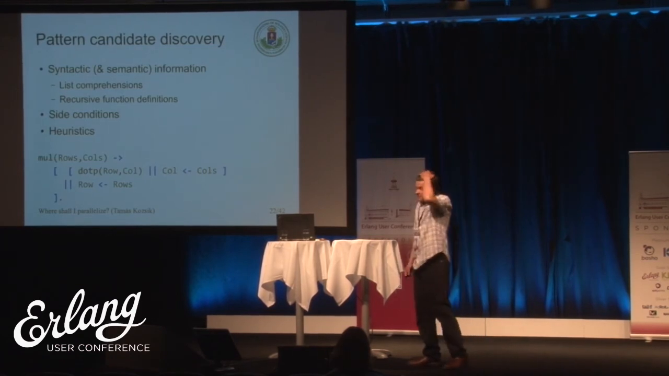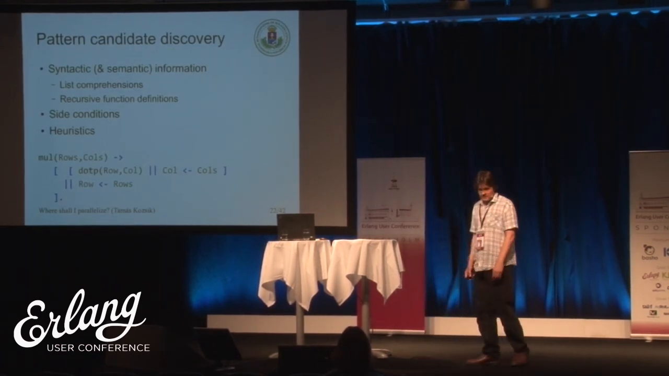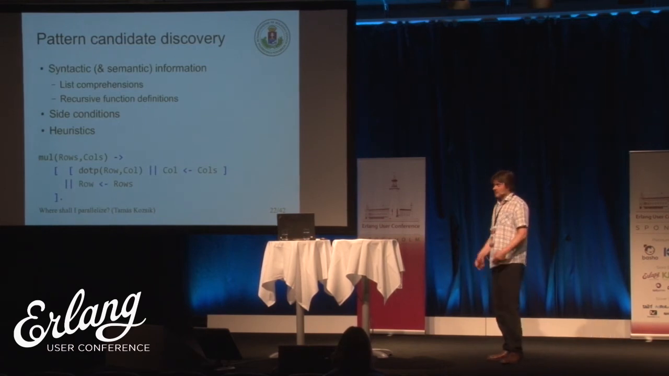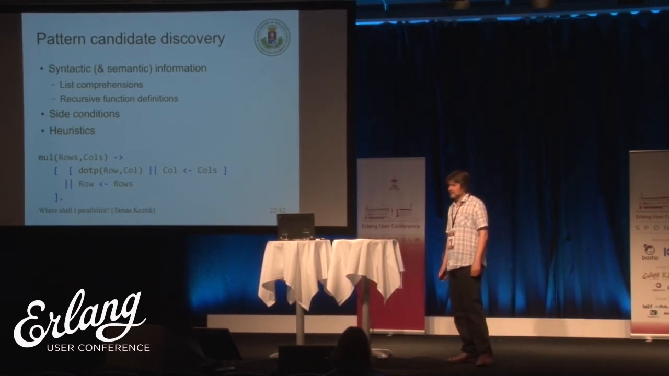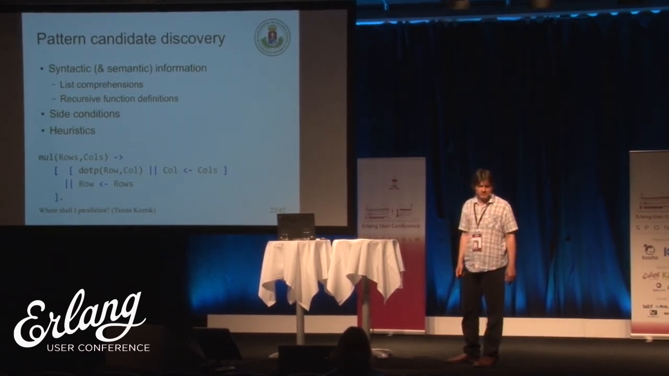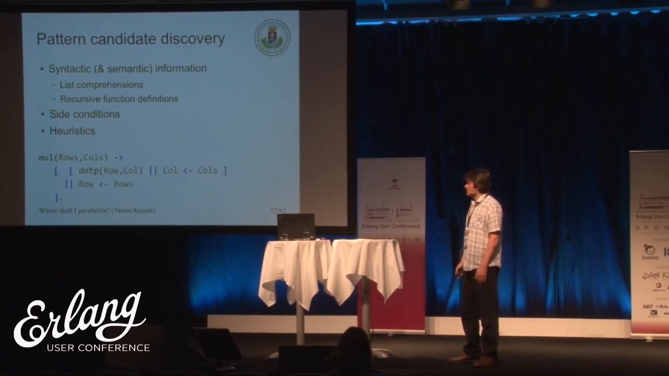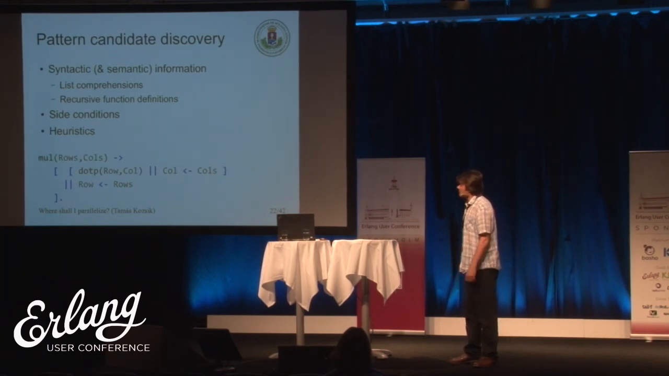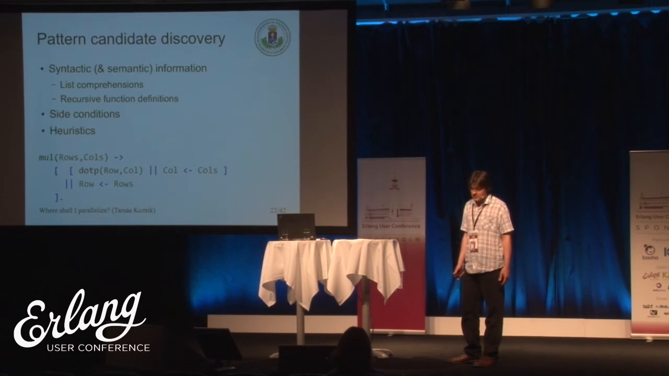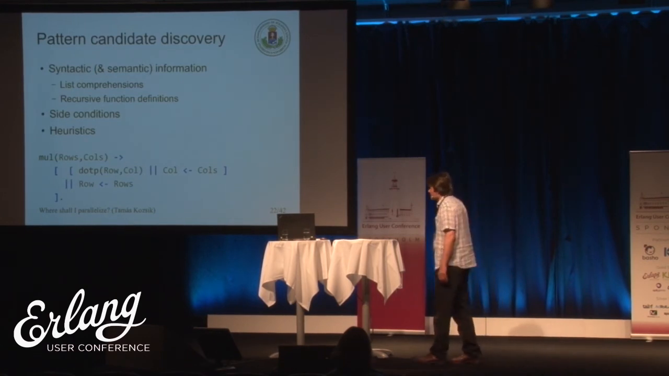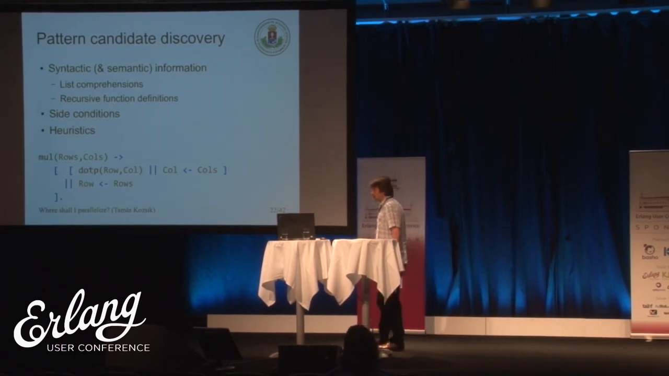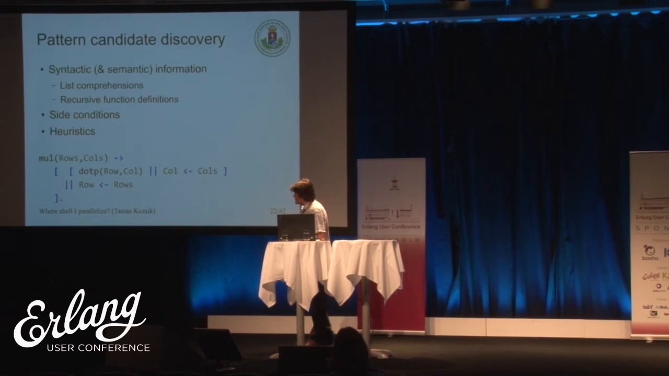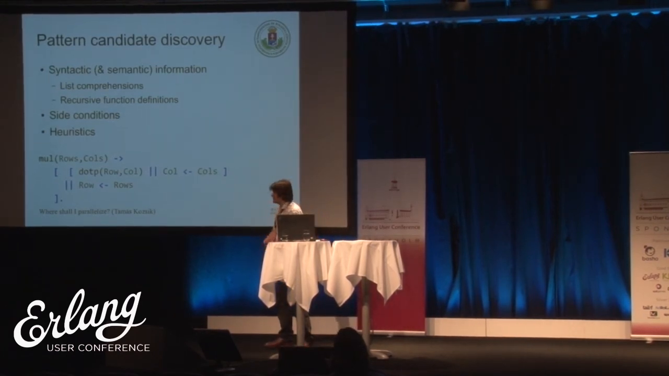So this first phase, this pattern candidate discovery, is no magic, actually. It just goes through the whole program and tries to identify certain syntactic structures and also investigates the semantic properties of the code at those places. For instance, it will fire on these comprehensions, or it will analyze recursive function definitions. Of course, you can only apply a transformation if the preconditions of that transformation are met. So we have to analyze the side conditions of the transformations as well.